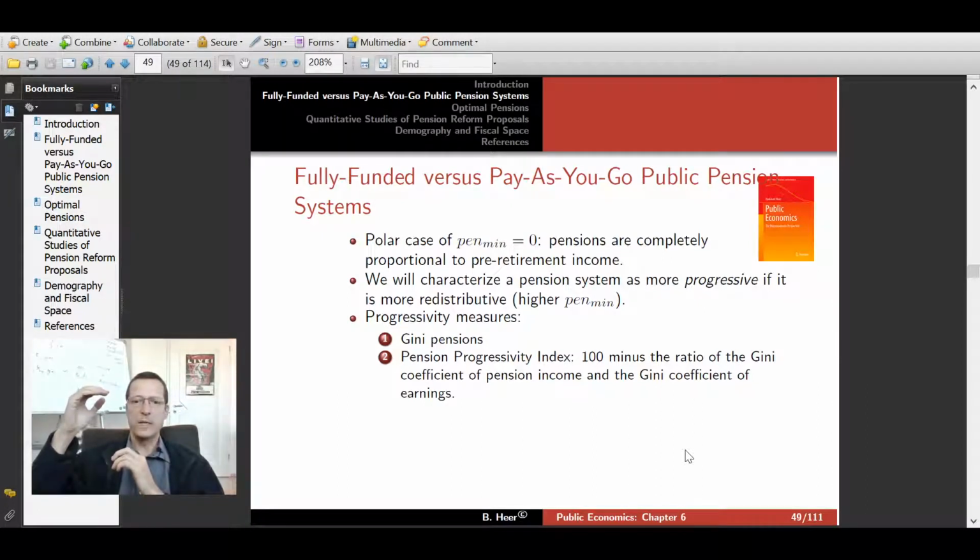If the Gini of the pension income and the Gini coefficient of the earnings are equal, then there's no redistribution. And of course, then this pension progressivity index is equal to 0. If it's equal to 100, we have a lump sum pension. And then the Gini coefficient of pensions, of course, is equal to 0. And then we talk about a progressive pension. Now let's take a look at some empirical values here.